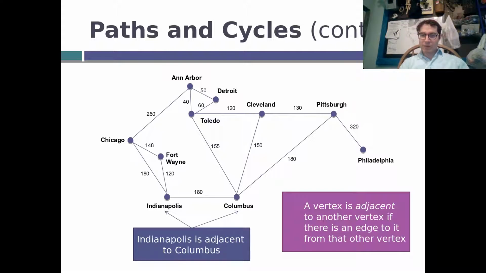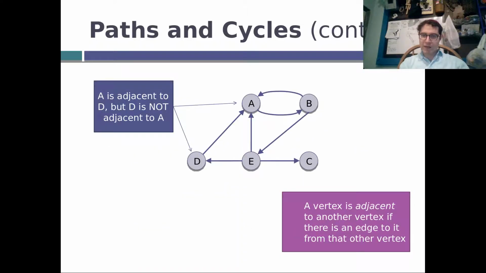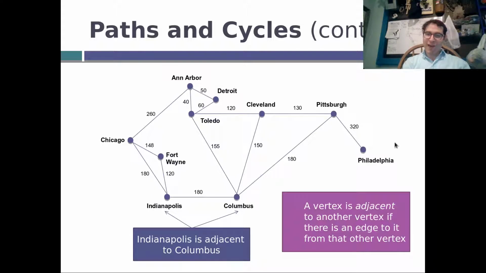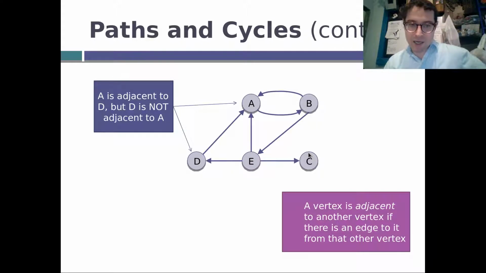In this example, Indianapolis is adjacent to Columbus, and Indianapolis would also be adjacent to Fort Wayne and also to Chicago, right? Philadelphia is not adjacent to Chicago. They are a very long way away. I know because I have driven that path a couple times. So when it comes to directed graphs, A is adjacent to D, but D is not adjacent to A. If we can go from D to A, then D is adjacent to A, but A is not adjacent to D.